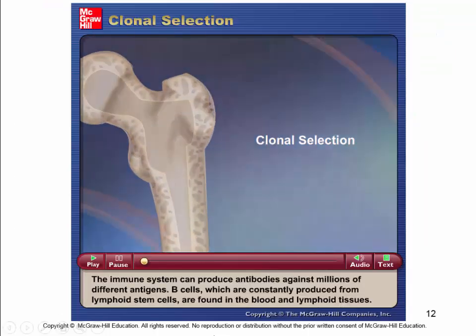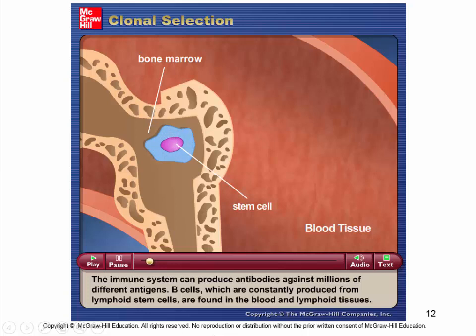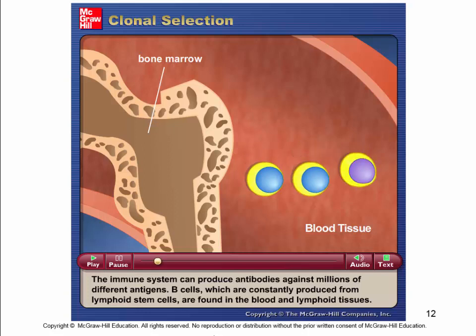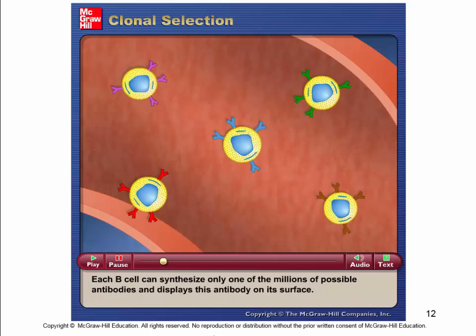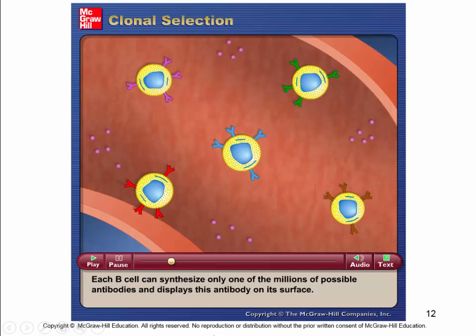The immune system can produce antibodies against millions of different antigens. B cells, which are constantly produced from lymphoid stem cells, are found in the blood and lymphoid tissues. Each B cell can synthesize only one of the millions of possible antibodies and displays this antibody on its surface.